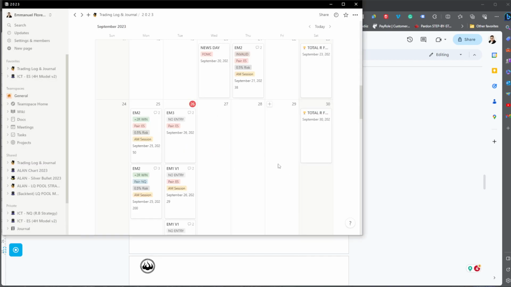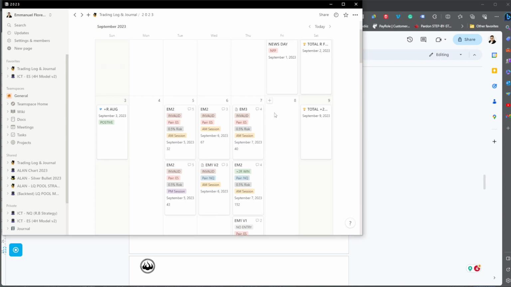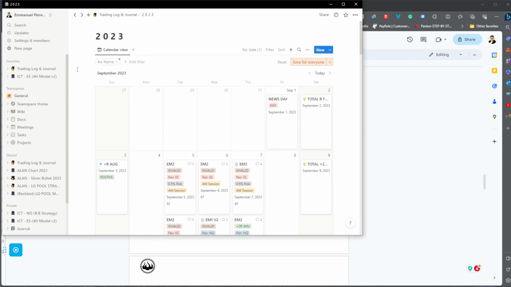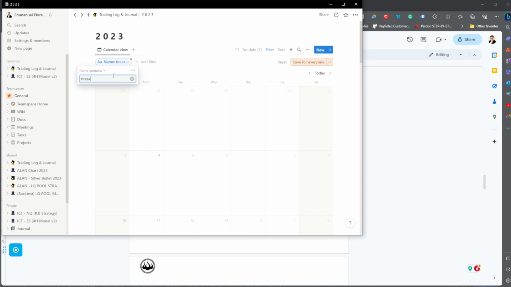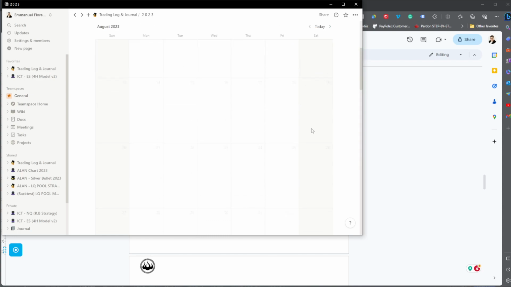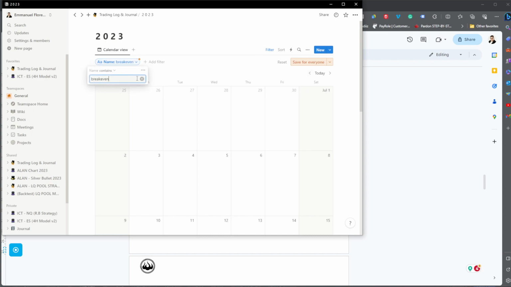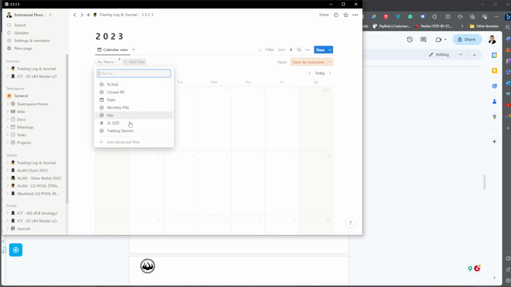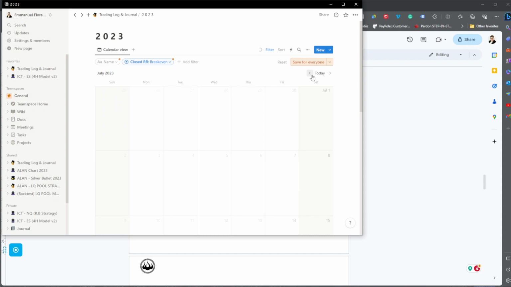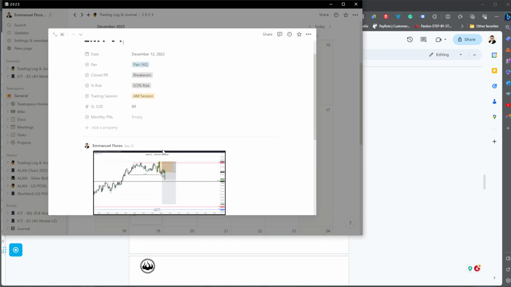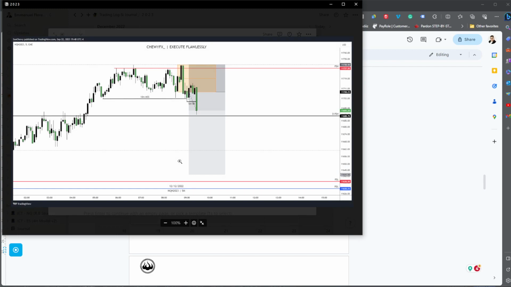I might have an example here somewhere. Let me see if I can find one for you. So if I go here, break even, I might be able to find. I don't have break evens too often, so this might be kind of difficult to find. But let's see. Closed R equals break even. Oh, you know what? I think some backtesting I did, we can find one. Okay, so yeah, this is a good example actually.